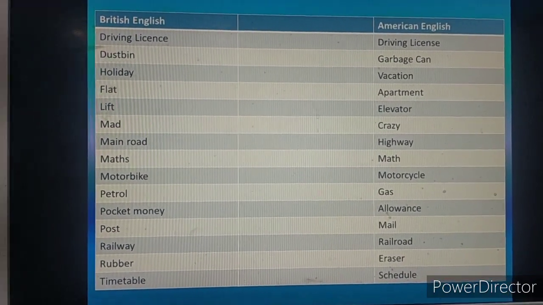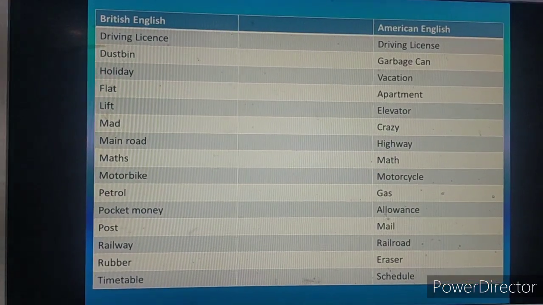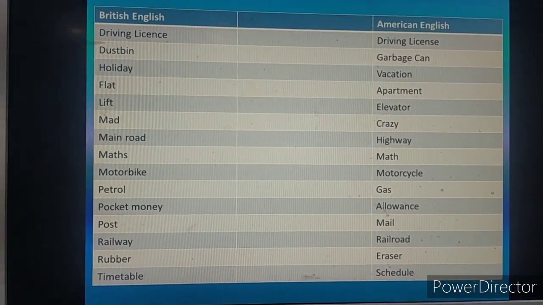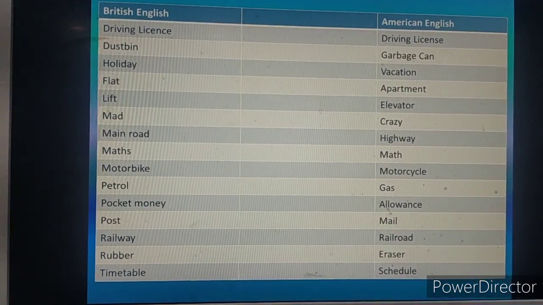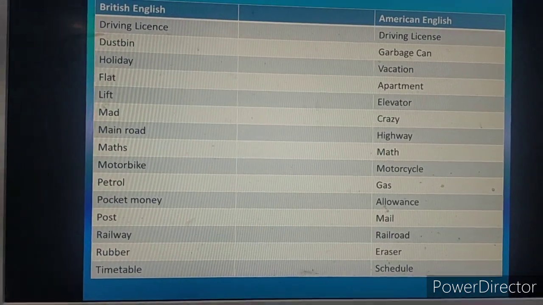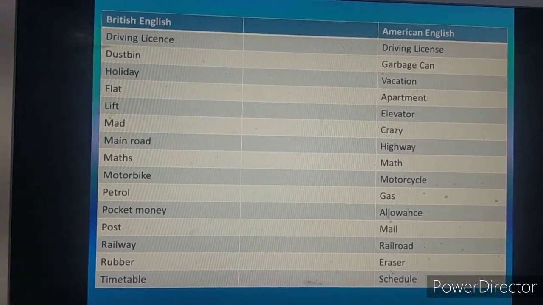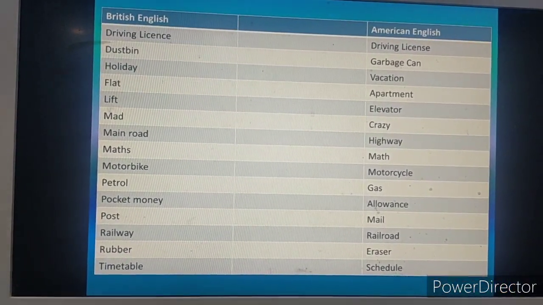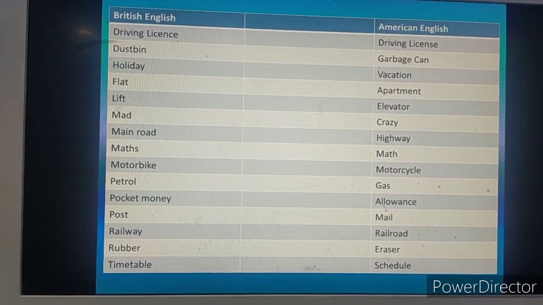The word lift, of course, we use that. The American alternative would be elevator. The word mad, the American would be crazy. Main road is a highway. But for us, the highway has a completely different meaning. We use the main road, but highway is the road that all the trucks and the heavy loaded traffic normally go on. But it is actually the American alternative for the word main road.